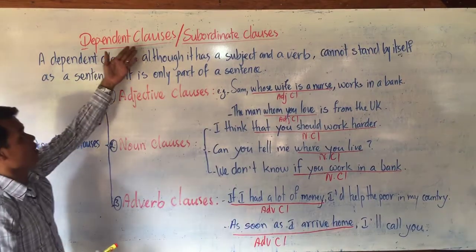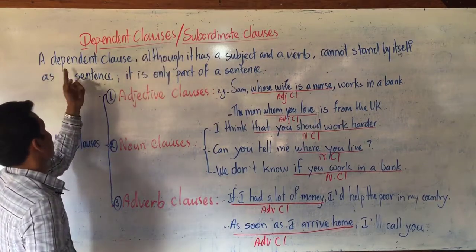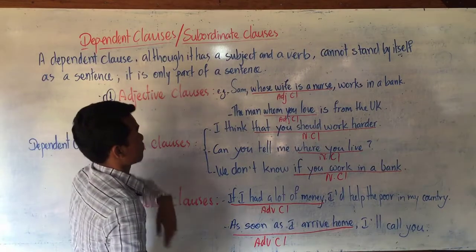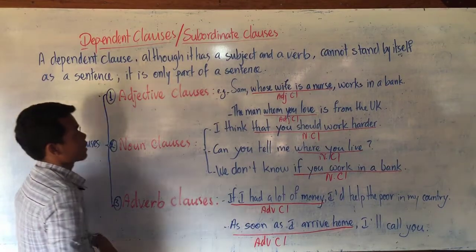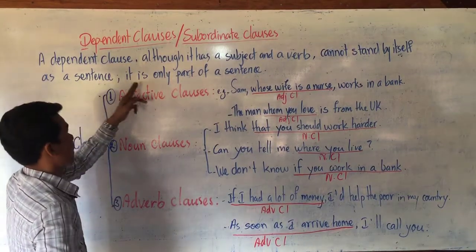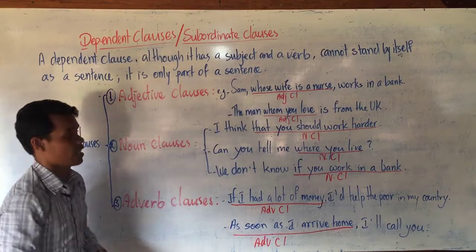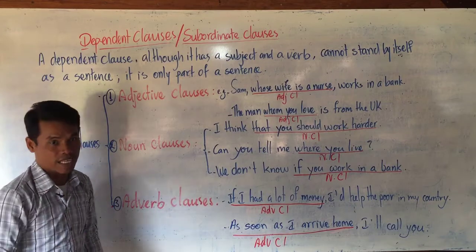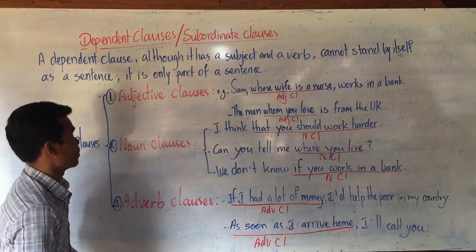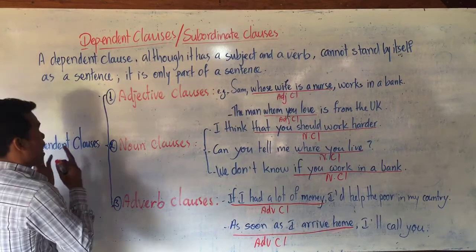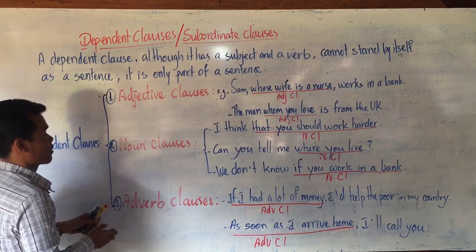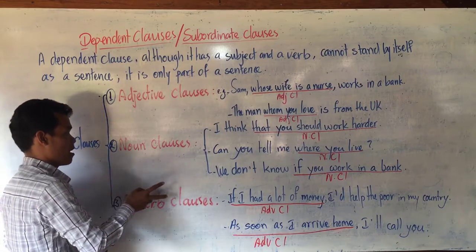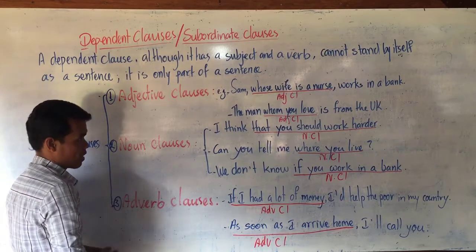Again, dependent clauses or subordinate clauses. The definition is: a dependent clause, although it has a subject and a verb, cannot stand by itself as a sentence. It is only part of a sentence. It means that a dependent clause cannot stand alone. When it stands alone, it lacks meaning. It is not really meaningful. Dependent clauses are divided into 3 clauses. Number 1 is adjective clauses. Number 2 is noun clauses. Number 3 is adverb clauses.